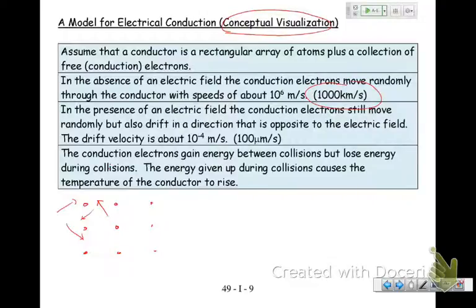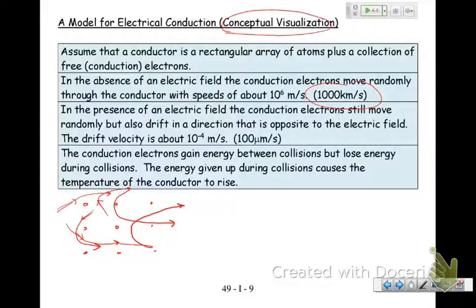In the presence of an electric field, then the conduction electrons still move randomly, but also drift. So what happens is this guy goes with the field, and this guy goes with the field, and this guy goes with the field, and this guy goes with the field. So they all end up heading towards the right on my diagram. They run into things, so this guy might run into this guy here, and then it bounces, and it does that, and then this guy bounces and does that. So, but there's this overall drift.